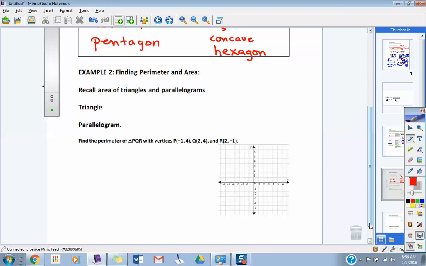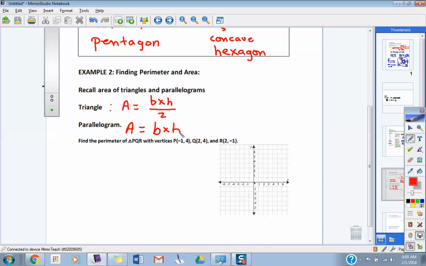Recall a couple of things. Recall areas of triangles and parallelograms. I want to write this down for you. The area formula for a triangle would be base times height. Since it's a triangle, you have to cut it in what? What do you do with triangles to find the area of it? Cut it in half, you bet. Parallelogram, simply base times height. I want to recall those because this is going to be pretty important in knowing how to do this.